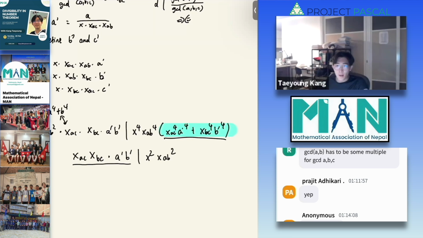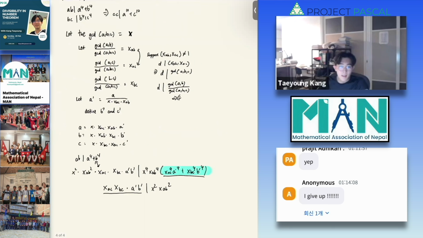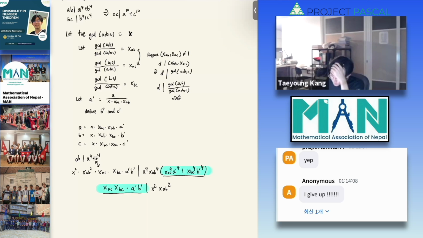And can you guys see why? You can refer to the x_AC, x_AB on top. And do you guys know why this cannot divide this? It's because x_AC, x_BC are pairwise coprime, which implies x_AC does not divide x_BC to the power of 4, B' to the power of 4.